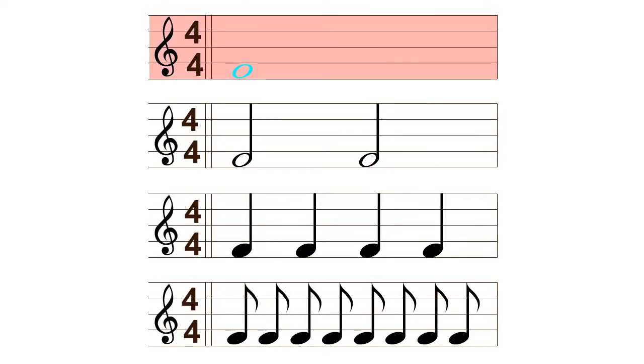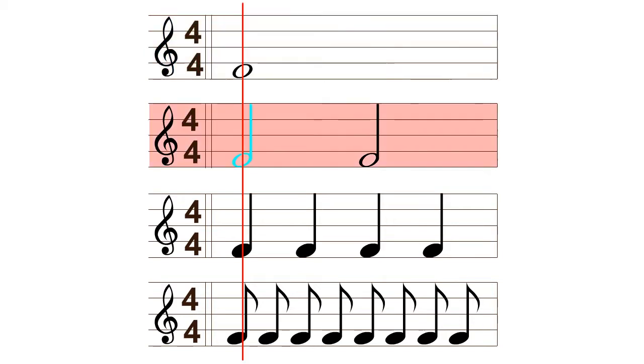The half note is played twice and held for 2 counts each time. It should look like this. The quarter note is played 4 times for 1 count each time. It should look like this.